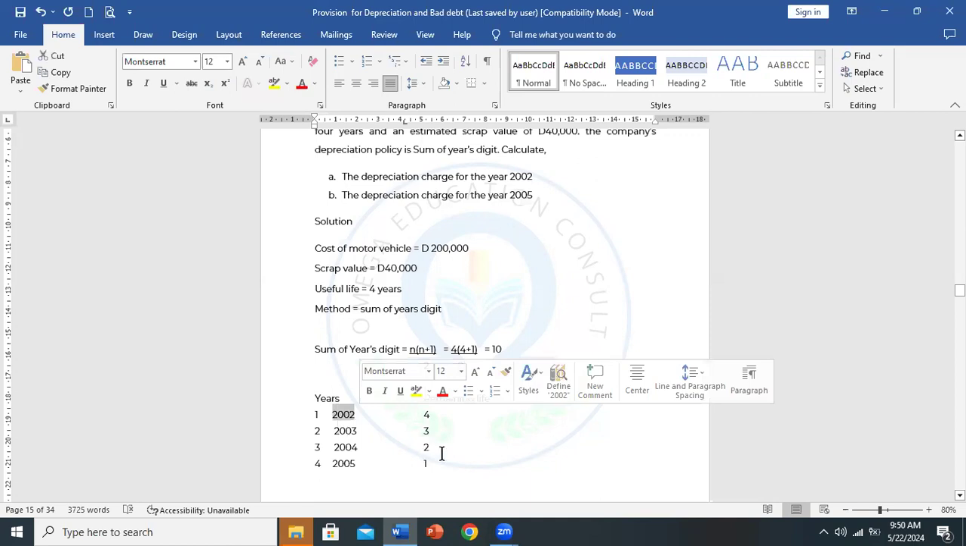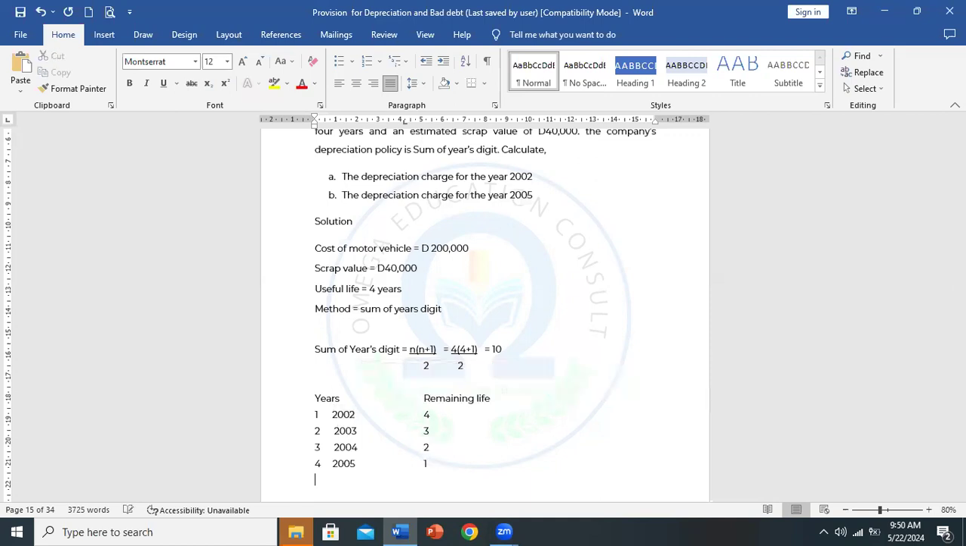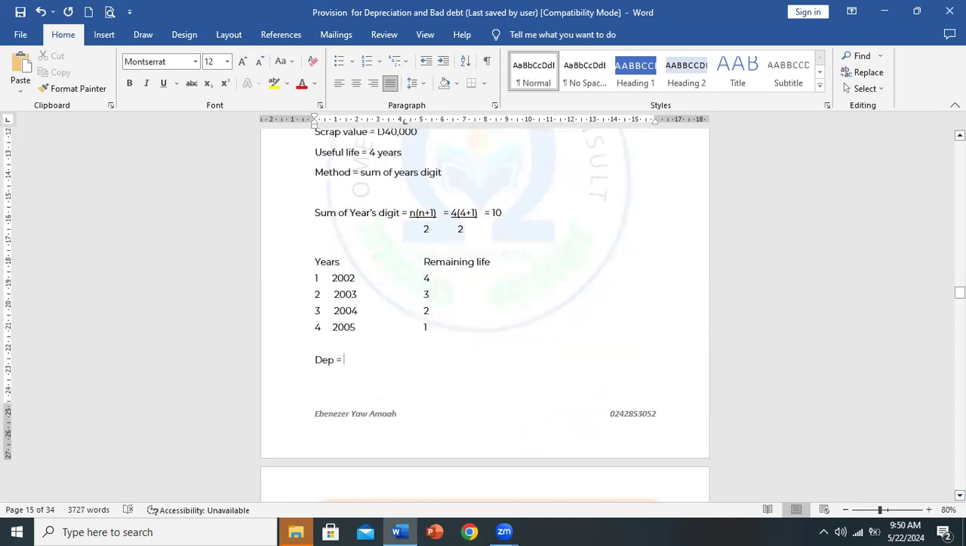So what you need is, the depreciation is equal to, the formula says remaining life of the asset. And per what we have done, the remaining life is 4 years. So 4 divided by the sum of years, which we have gotten to be 10. Then we multiply by the depreciable value. And depreciable value is the cost, 200,000 minus the scrap value, which was giving us 40,000. Then we are good to go. We work it out and get our depreciation.